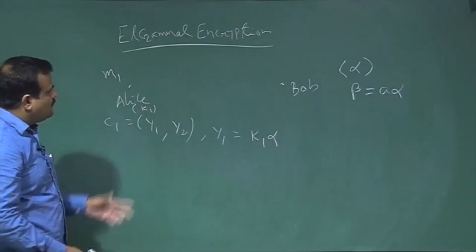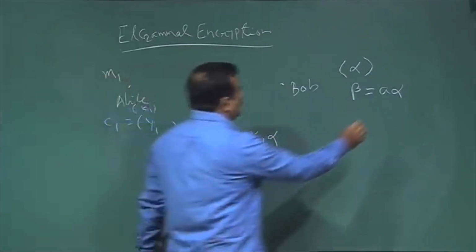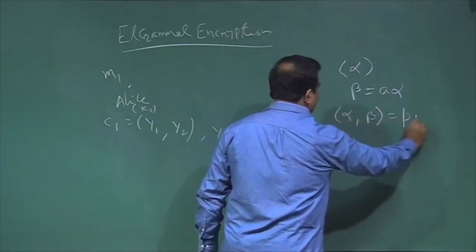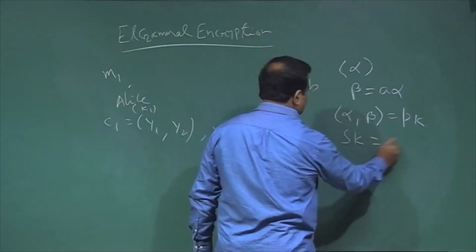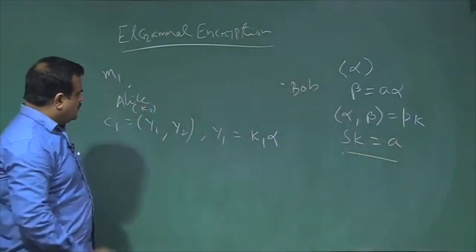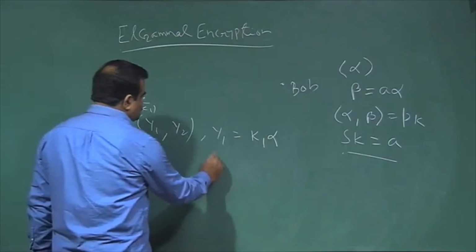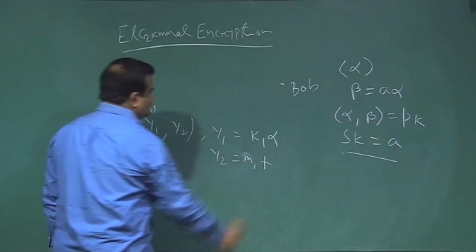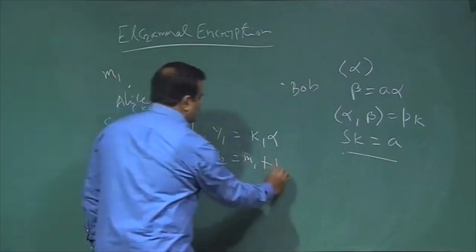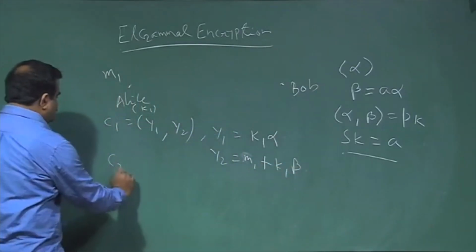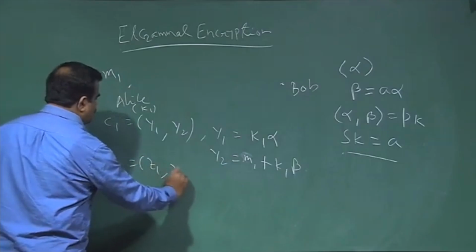Now alpha is public, a is secret. This alpha beta is the public key, PK, and SK is basically a, the secret. Then Y2 is basically M1 plus K1 beta. So this is (Y1, Y2), and C2 is basically (Z1, Z2).